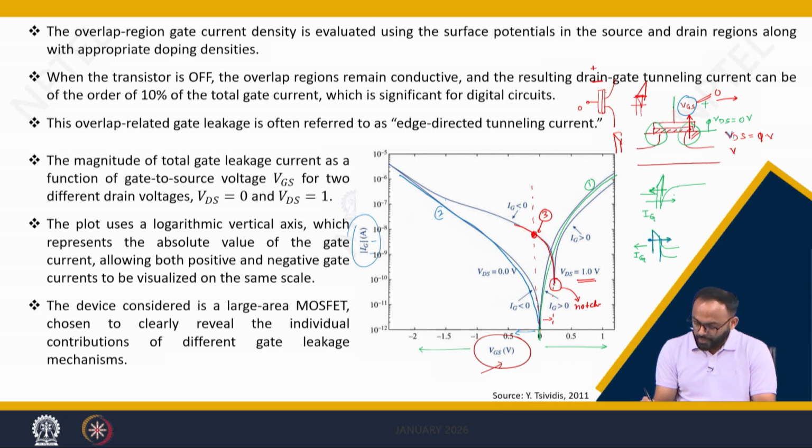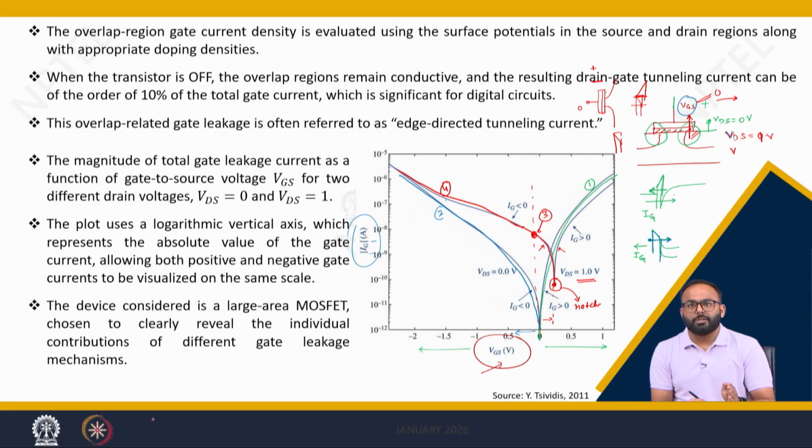At that time the gate voltage is 0. As I mentioned, this side is positive gate current and this side is negative gate current, and this scale is log. That is why you are getting a notch, which shows that at that moment the current is 0. And now in the fourth case, if you apply more negative VGS, the tunneling and the gate current will be more negative, like this. So, this is the fourth case, okay.